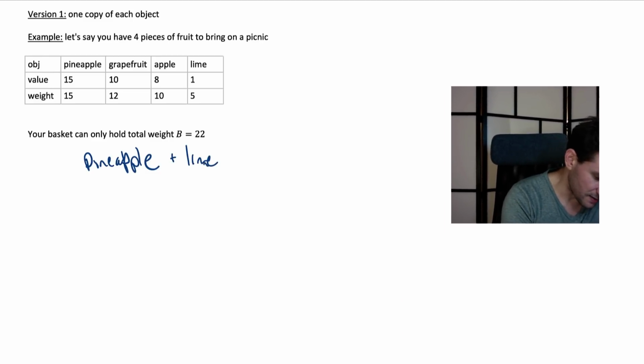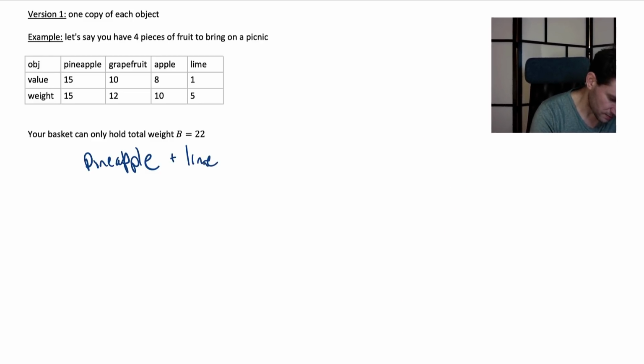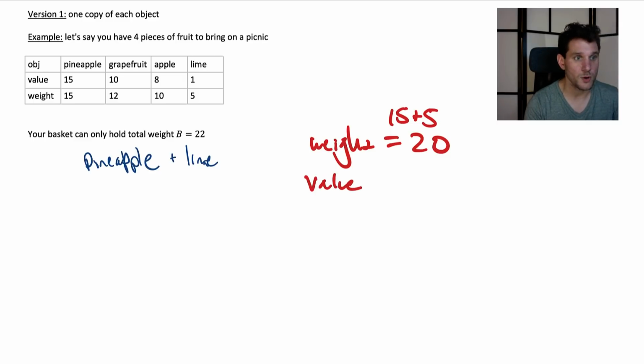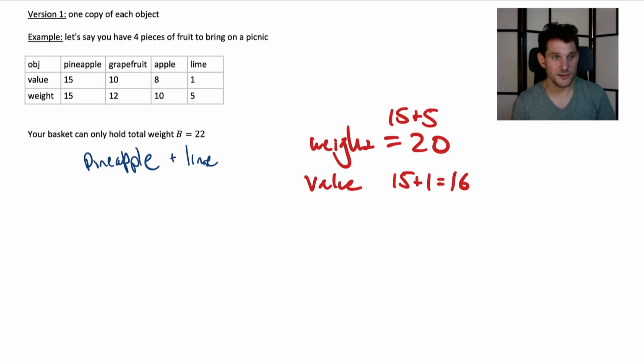That would give me a weight of 20, 15 plus 5 equals 20, and it would give me a value of, the value there is 15 plus 1 equals 16, right? And I don't have any room left. Now I've used up 20 of the 22 units.